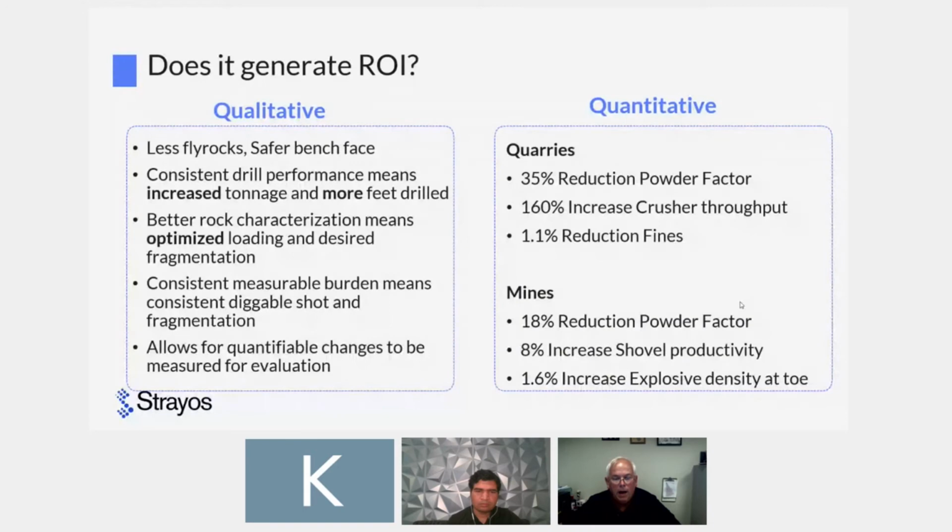We no longer have something that says, hey, this shot went really well. Why did it go well? Well, we can find out why. It's no longer just in a paper drill log. Quantitative, these from reduction of powder factors and crusher throughput and reduced fines. This is through a couple of studies from Robbie. This is a big deal in my mind.